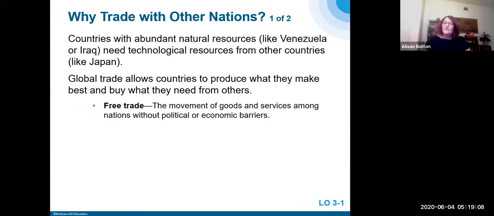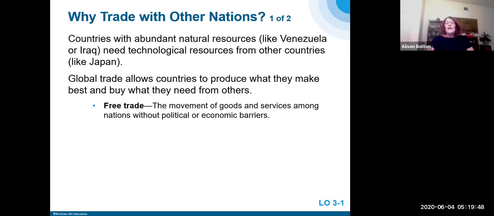Okay, so why trade with other nations? Well, countries that have an abundance of natural resources, like Venezuela, and we saw South America there, or Iraq, need technological resources from other countries like Japan. Japan produces cell phones, computers, servers, all the equipment for technology, primarily, compared to the United States by far. Even though we may have licensing or patents, they're made in Japan.